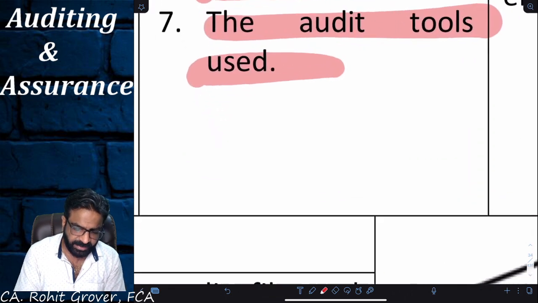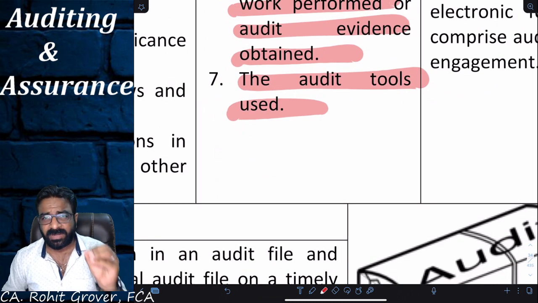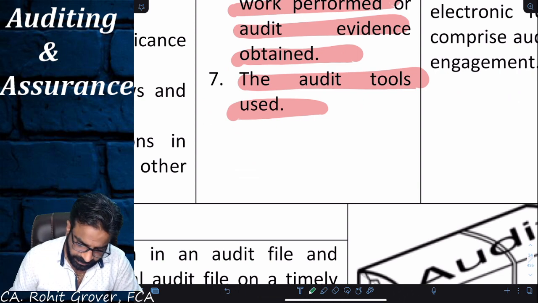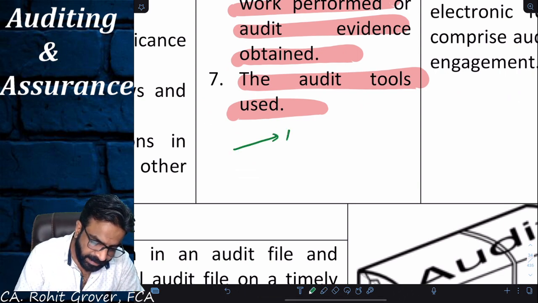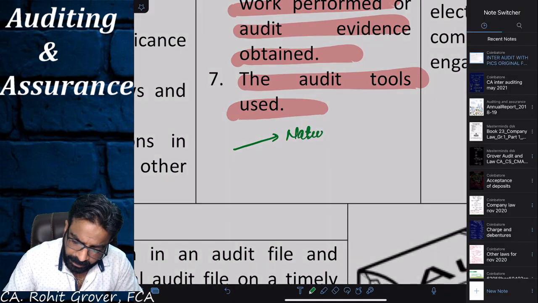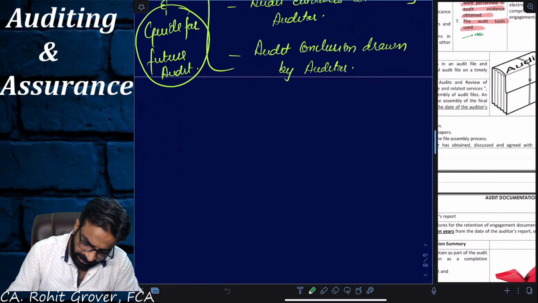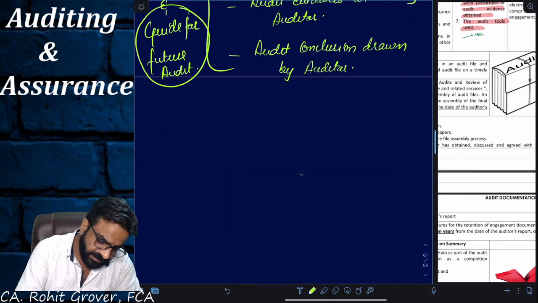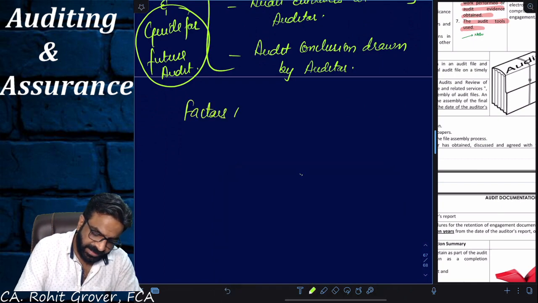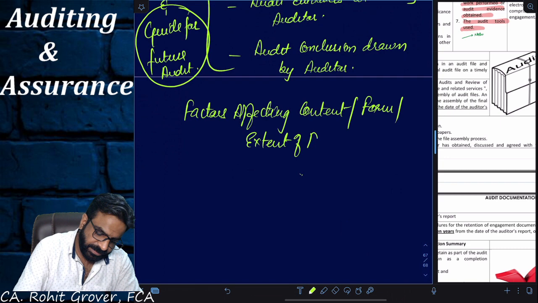So my question is, everyone, can anybody tell me what are the 7 factors we have done which will decide the form, content and extent of my audit evidence? What are the 7 factors? Let us write it, everyone. What is the point number 1? First of all, what is the name of the topic? The name of the topic is factors affecting the content, the form, and extent of my audit documentation.